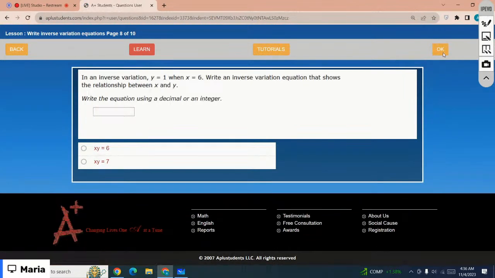Okay, in an inverse variation, y equals 1 and x equals 6. Write an inverse variation equation that shows the relationship between x and y. So, which is the correct option? Yes, the correct option is xy equals 6. Option number 1 is the correct option. Got it?